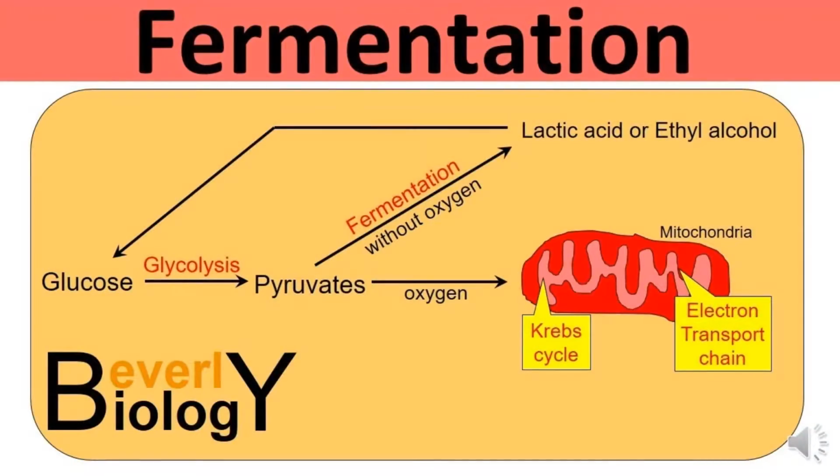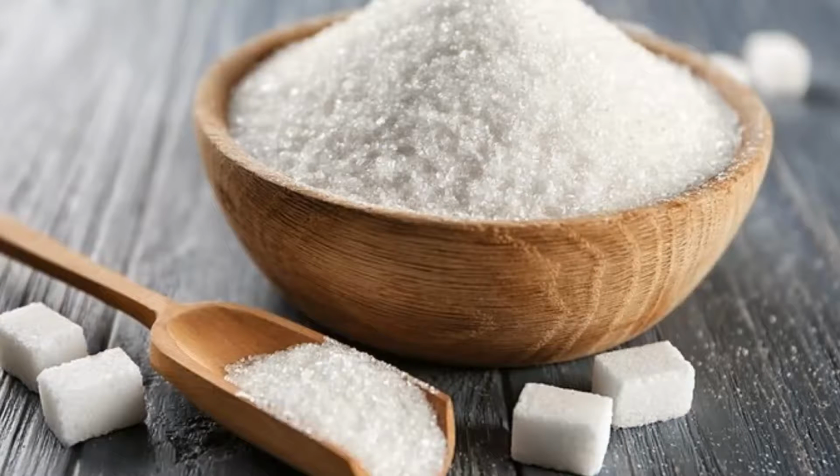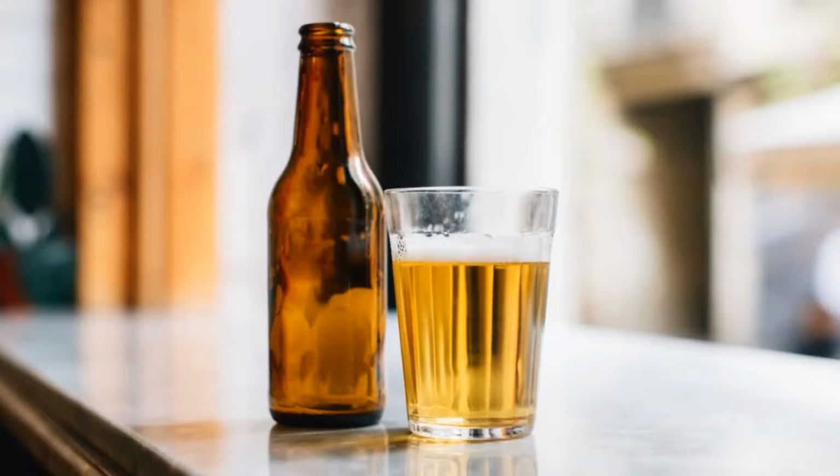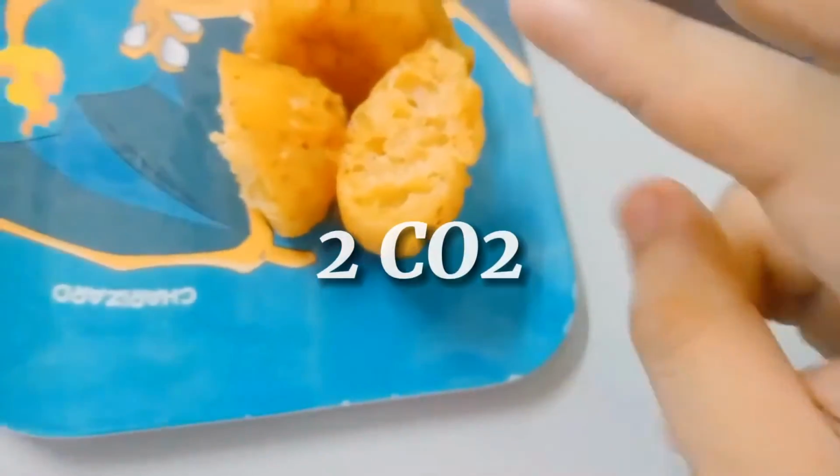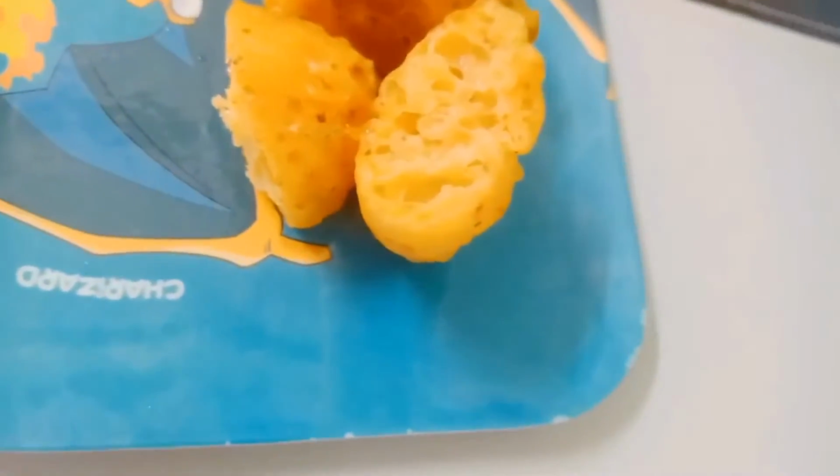For your information, fermentation is a process of central metabolism in which an organism converts a carbohydrate such as starch or sugar into an alcohol or an acid. It happens when the Krebs cycle cannot occur due to lack of oxygen. Yeast helps in alcohol fermentation and produces 2 ethanol and 2 carbon dioxide molecules. That carbon dioxide makes the airspace in the dough.